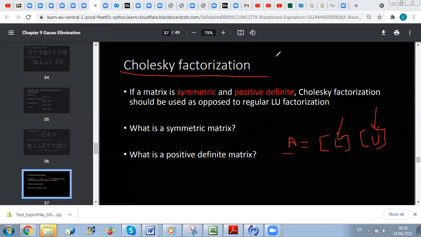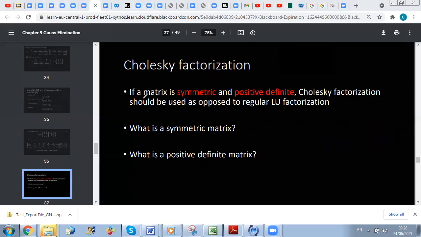So if you want to use the Cholesky factorization, we have conditions. The conditions are that the matrix we deal with should be symmetric and should be positive definite. So we will see what is symmetric and what is positive definite in the coming slides. Okay.